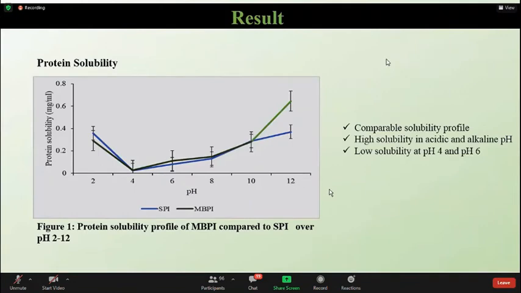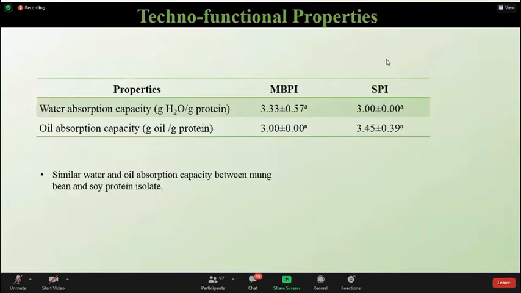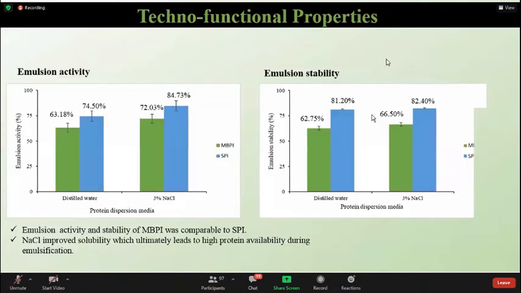So in terms of property, it is comparable, in terms of protein solubility, good protein solubility, comparable to soybean. And in terms of water absorption capacity, and also oil absorption capacity, it is also similar to soybean protein isolate. But of course, emulsion activity and also emulsion stability are slightly lower.